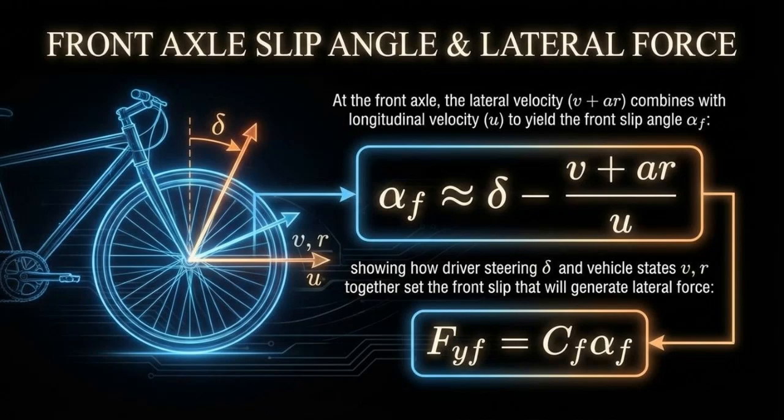At the front axle, the lateral velocity is v plus a times r, combined with the forward speed u. This gives the front slip angle as alpha f approximately equals delta minus (v plus a times r) divided by u. The front slip angle depends on both the driver's steering input and the vehicle's motion. This slip angle generates the front lateral tire force, given by Fyf equals Cf times alpha f.